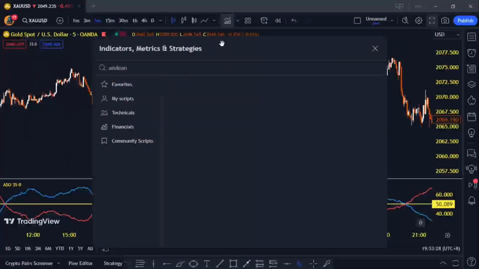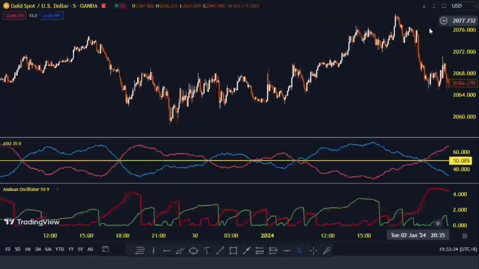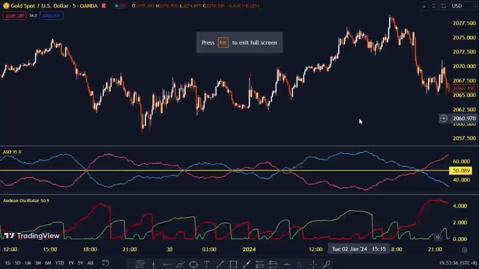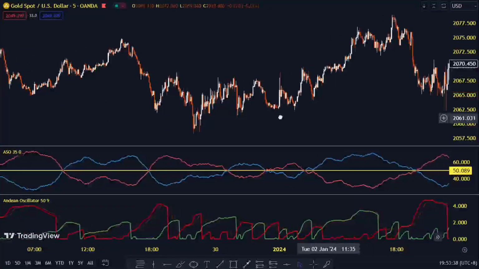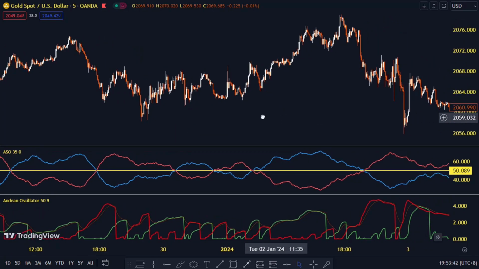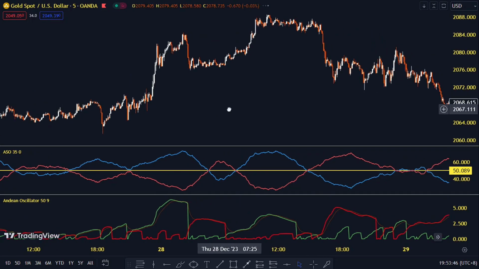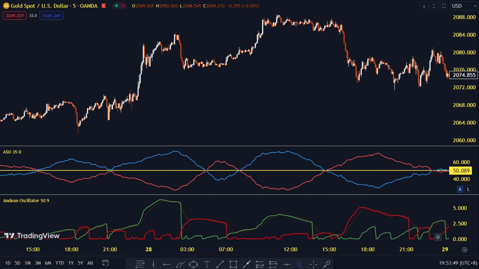Enter the Andean oscillator, which I talked about in my previous videos, and if you like that video too, you can check the link both above here and down in the description. And this is another editor's picks indicator written by Alex Grover. It's a good choice as it helps filter signals during flat markets and ensures we only take signals in the current market direction. A bullish signal in the Andean oscillator means the green line should be above the orange line.